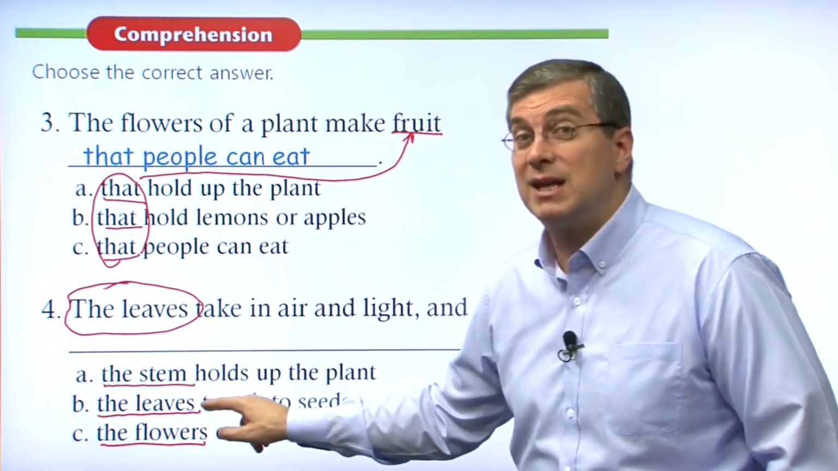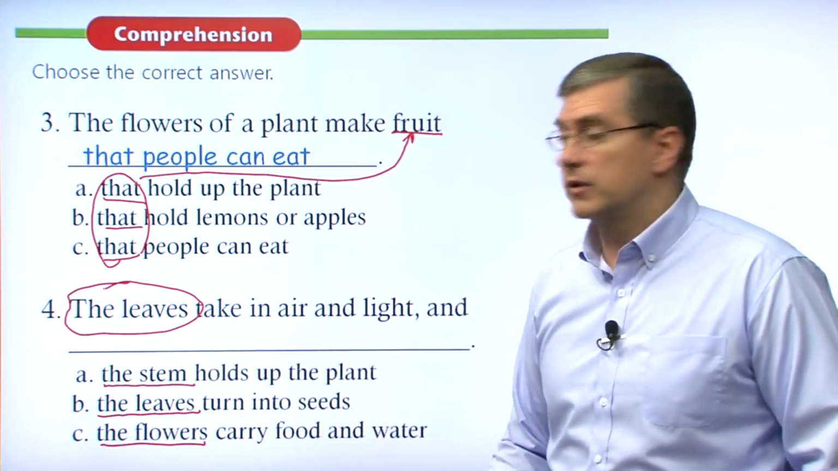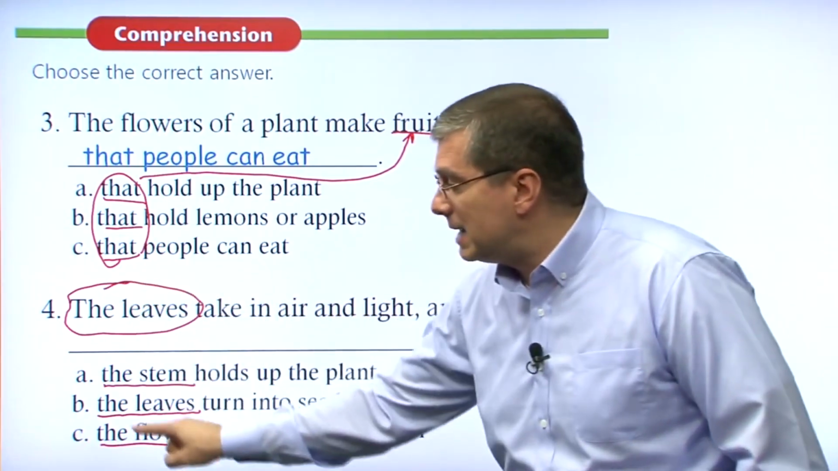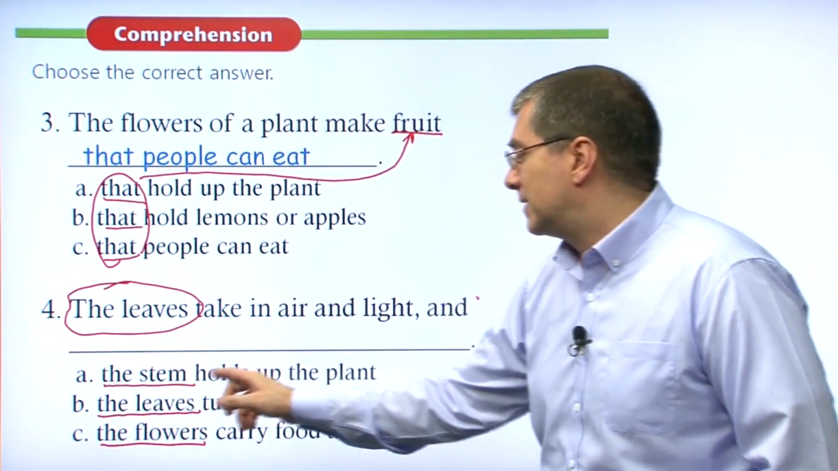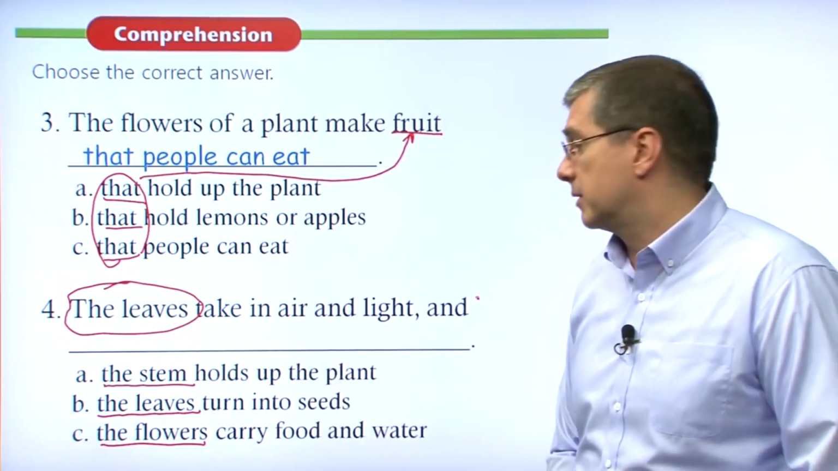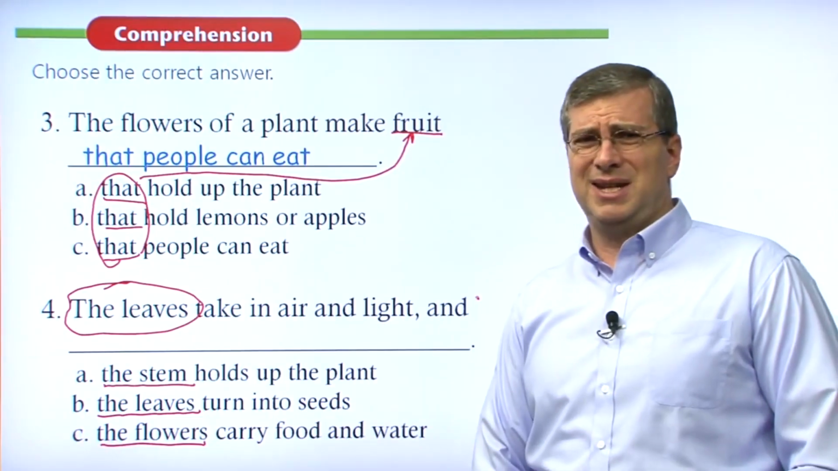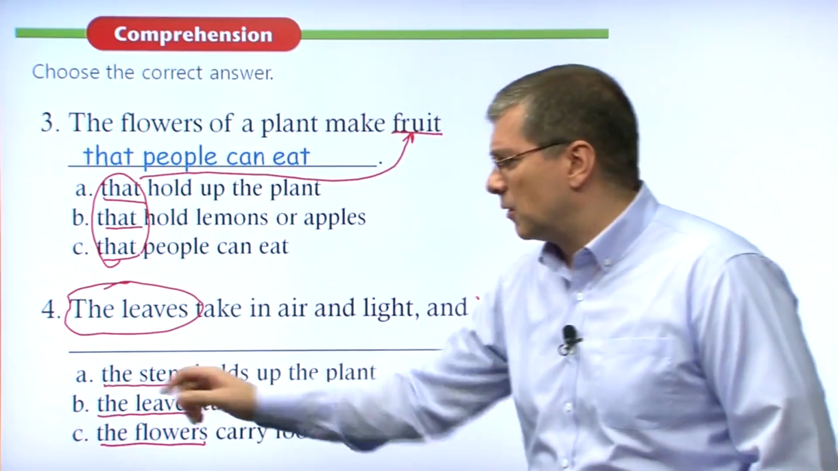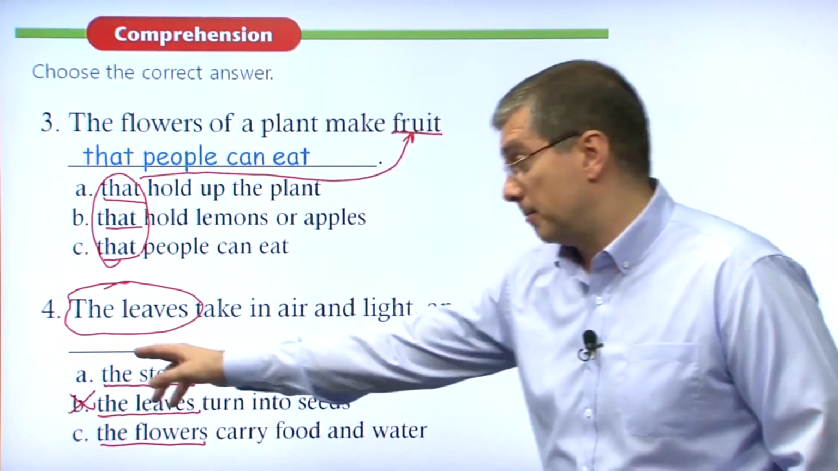Now, true, B is talking about leaves, but A is talking about the stem, C is talking about the flowers. So we don't really need this first part of the sentence. We only really need to pay attention to the second part of the sentence. So A, the stem holds up the plant. Is that true? That is true. It's probably our answer. B, the leaves turn into seeds? That's not true. The fruit carries the seeds, not the leaves. So B is not our answer. Remember, maybe A.